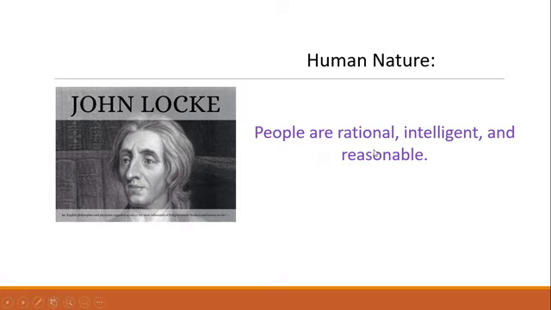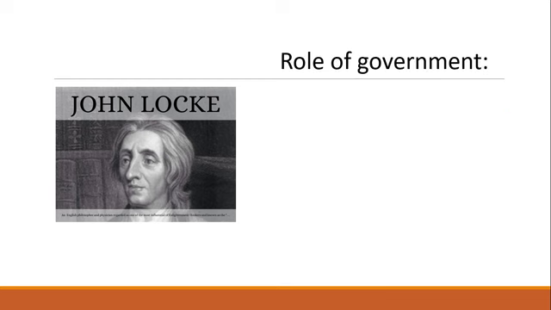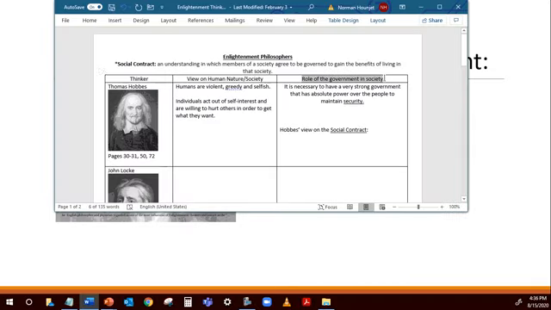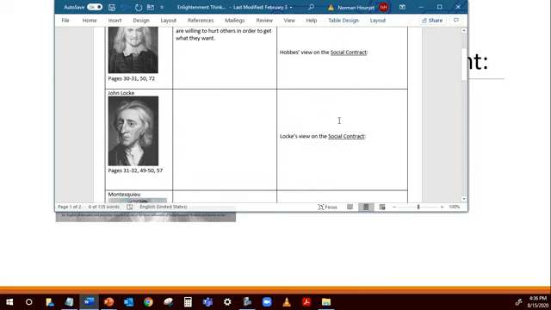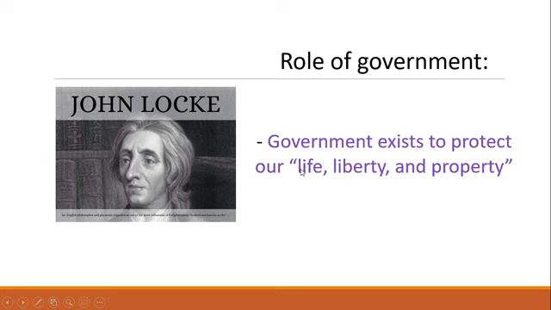John Locke also says that humans are capable of making their own choices. We don't need a strong, scary king and his army to keep society in order. Humans can do that themselves. We can trust humans. According to John Locke, what is the role of government in society? Okay, so role of government in society was the second column. What did you write over here? What is the government's responsibility? Well, according to John Locke, government exists to protect the citizen's life, liberty, and property. That's the government's job, to make sure that nobody takes away your life, nobody steals your freedom, and nobody steals your property. That's what John Locke says the government should always be doing.